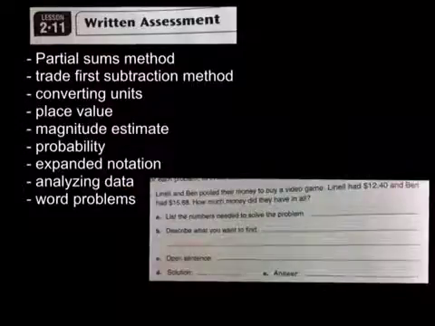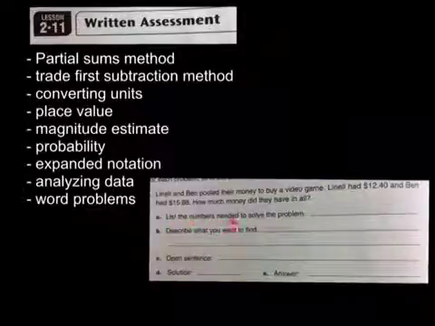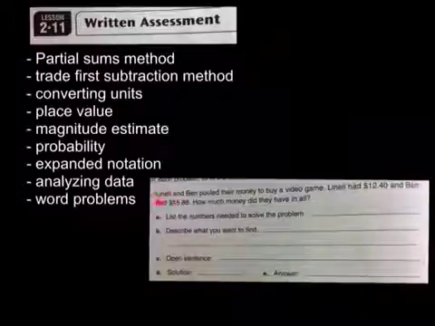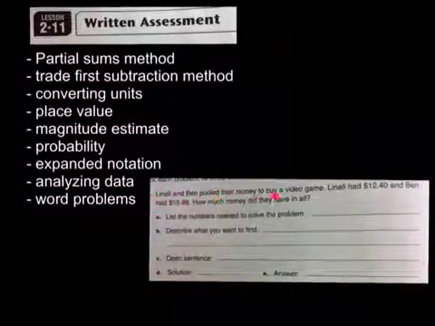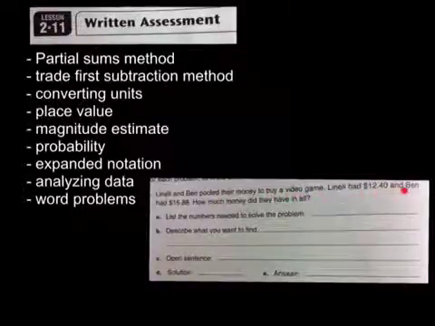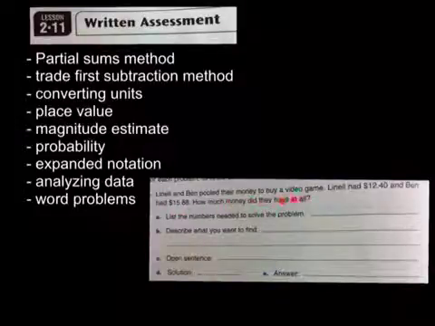And finally, word problems. For word problems, boys and girls, we have to find these 5 items every time you do a word problem. The first one is list the numbers needed to solve the problem. For example, we did this before in class. Linnell and Ben pooled their money to buy a video game. Linnell had $12.40 and Ben had $15.88. How much money did they have in all?